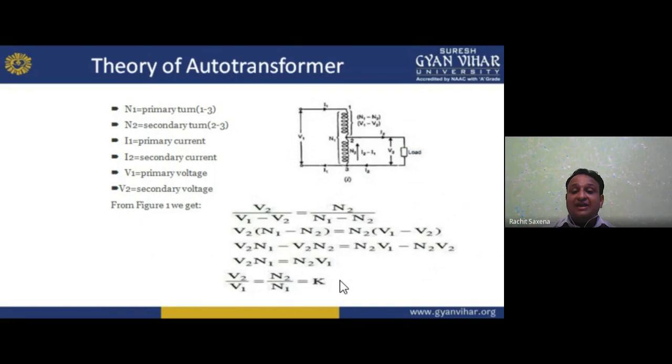So what is K? K is the transformation ratio, similar to what we have in a two winding transformer. K equals N2 by N1 and equals V2 by V1. So we can easily understand the theory of the auto transformer. The principle of operation is the same as our two winding transformer, that is Faraday's law of electromagnetic induction or mutual induction, but the difference is that we are using only one winding.